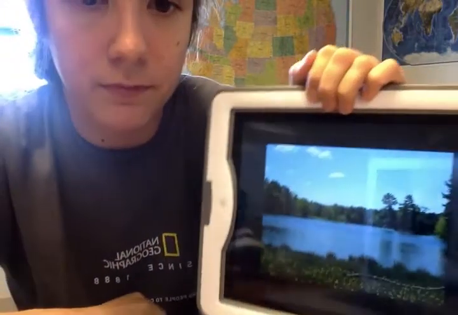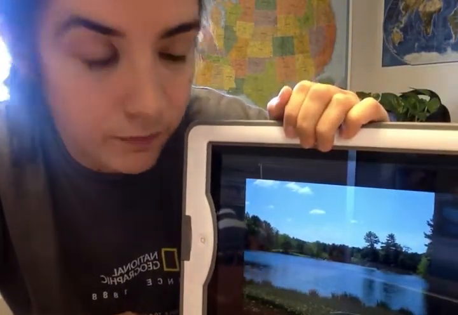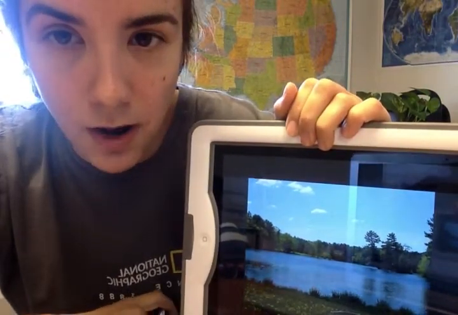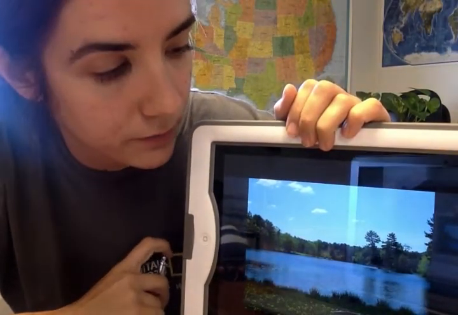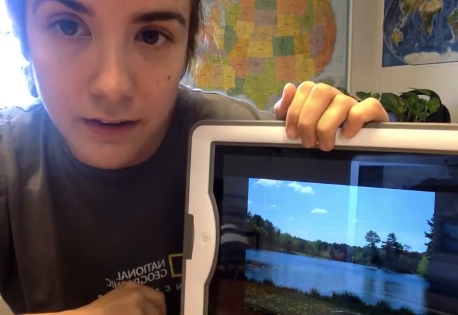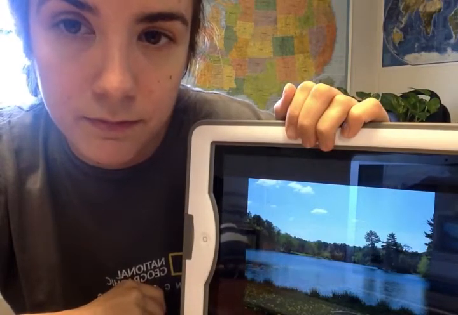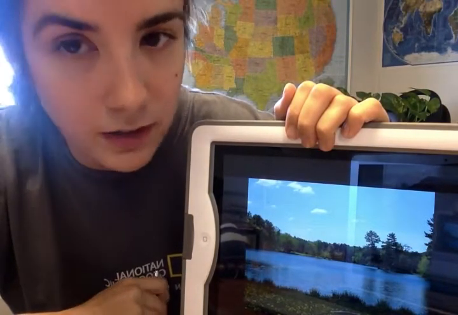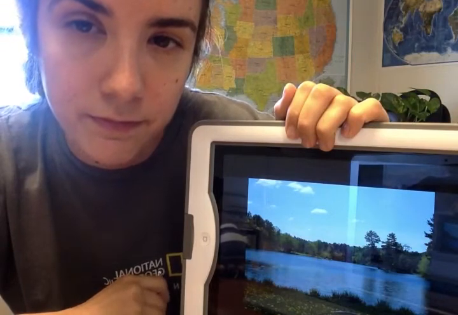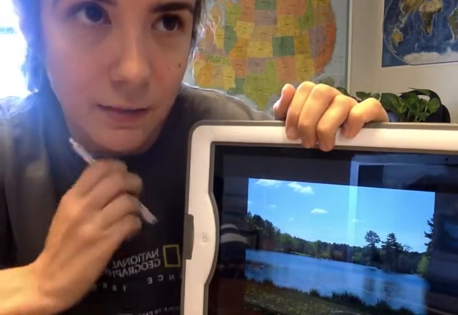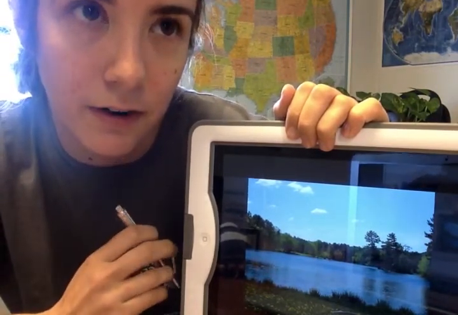There we go. What is this a picture of? It is a body of water surrounded by land on all sides. What do you think it could be? It's a lake. A lake is a body of water with land surrounded on all sides.